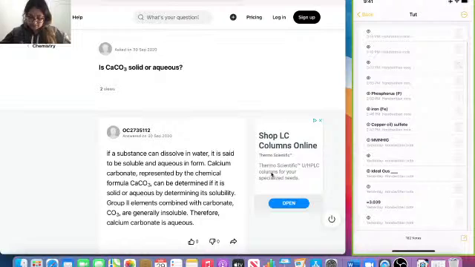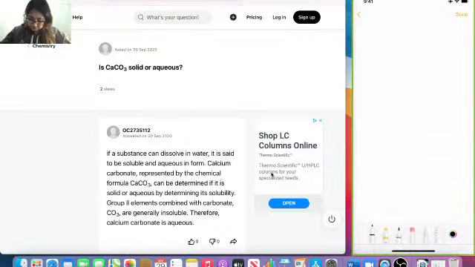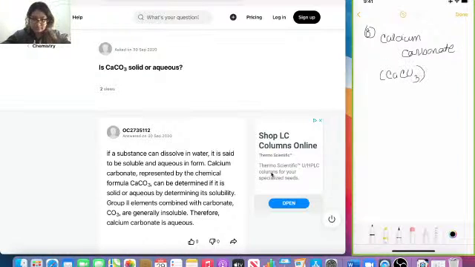Okay, so our next question here says, is calcium carbonate solid or aqueous? And so calcium carbonate, this is how you write it, CaCO3, right? So it's determined if it's a solid or aqueous by determining its solubility, and so group 2 elements combined with the carbonate are generally insoluble.